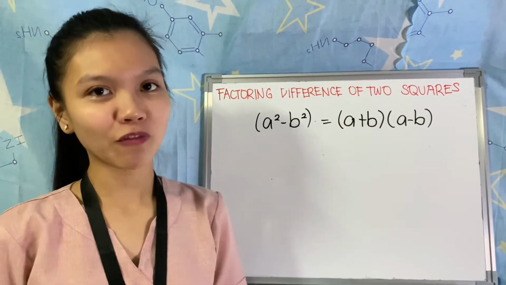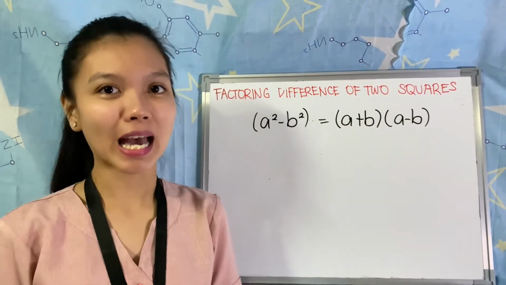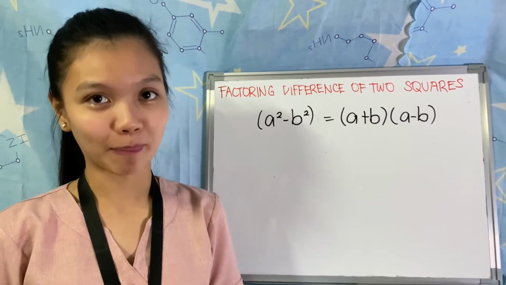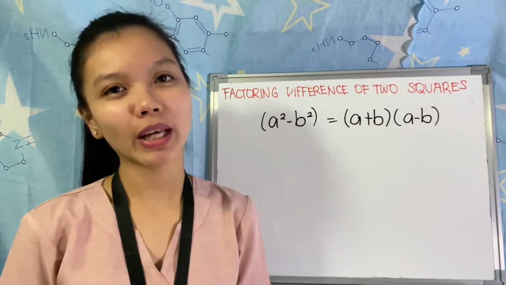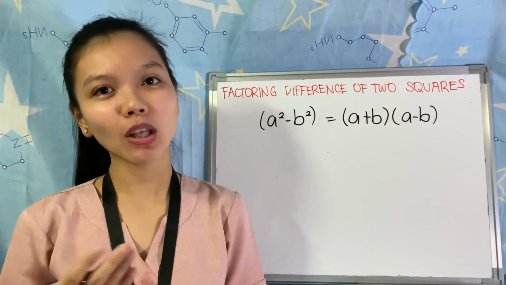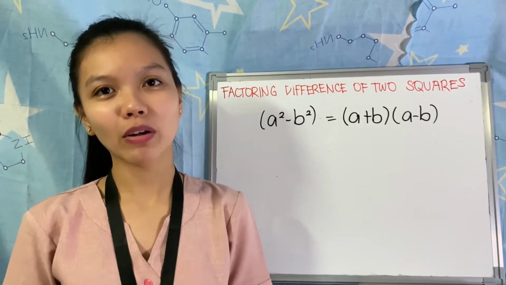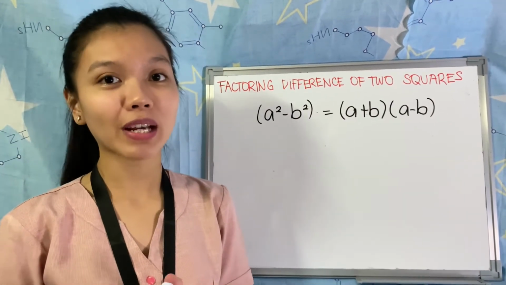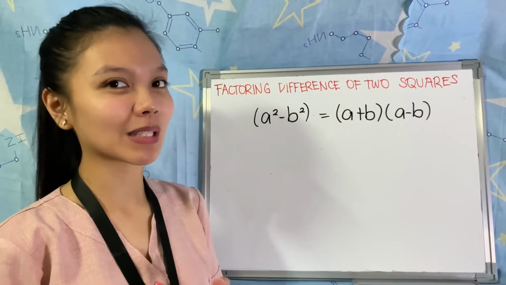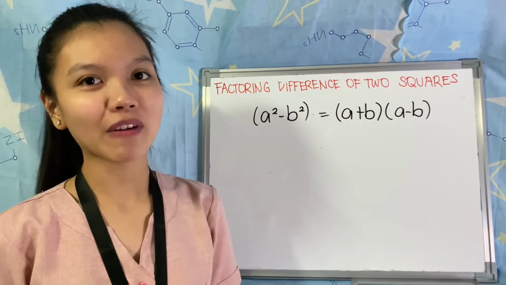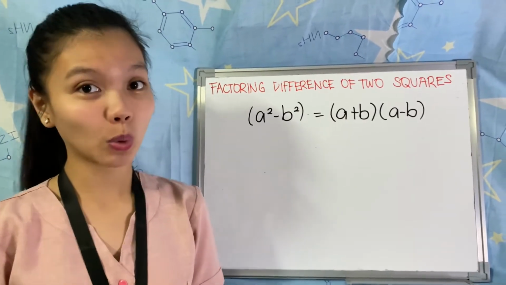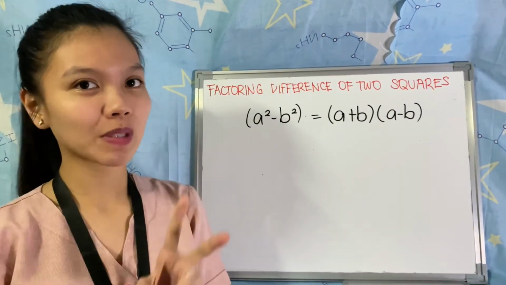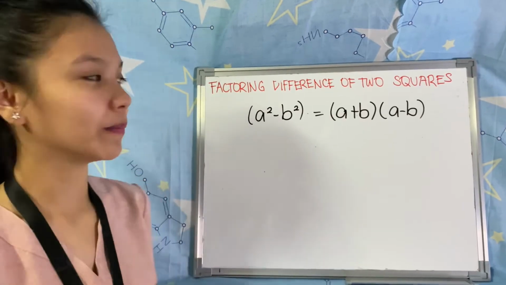Dahil siya ay difference of two squares, napakahalaga na alam natin kung ano-ano ba yung mga perfect square numbers. Halimbawa, katulad ng 1. The square root of 1 is 1. The square root of 4 is 2. Dapat alam natin yung mga perfect square numbers para mas madali at mas mabilis nating makuha ang factors ng difference of two squares. I'll be teaching you two steps in order to get its factor.